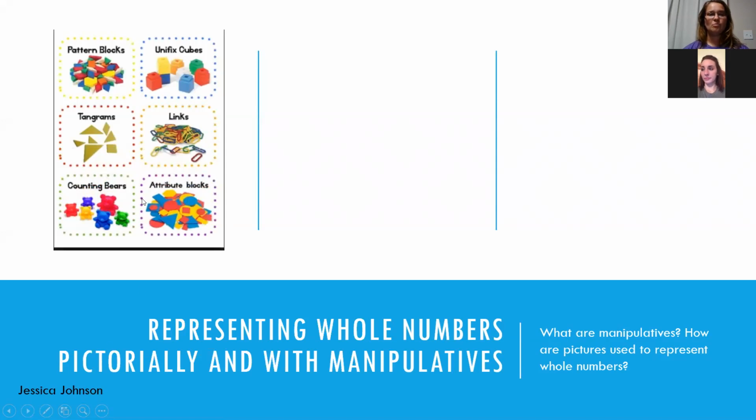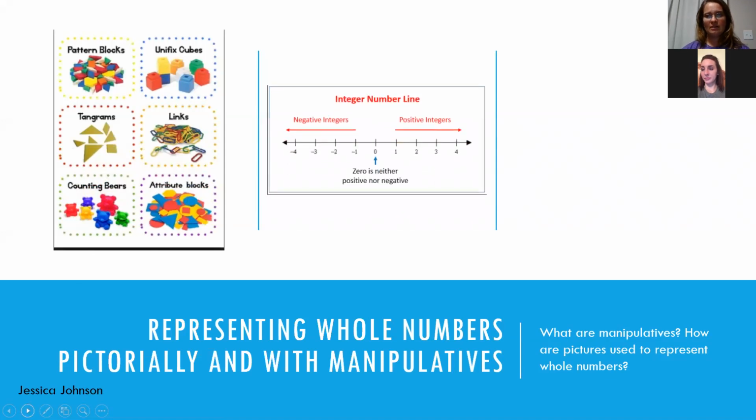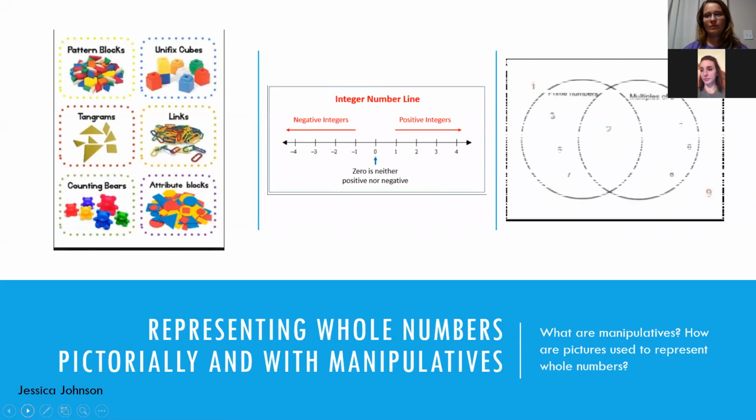And here is just a small example of the manipulatives that are available to use. There's some counting bears, links, unifix cubes. A picture is anything that is printed on a piece of paper. You can't actually manipulate a picture, but you can see it with your eyes. And a number line is used here to help represent a whole number. A Venn diagram can be used to represent a whole number.